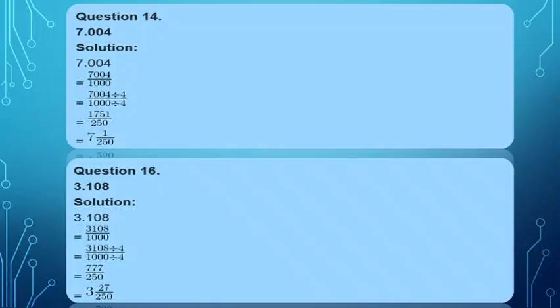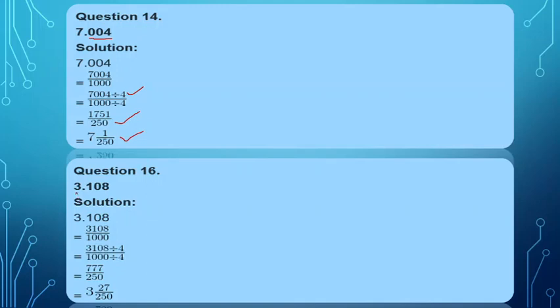Let's see the next question. 7.004. All the questions are based on the same concept. So 7004 upon 1000 because of 3 decimal places. And then we have to convert into simplest form. Then we have to divide it by 4. And after division what do we get? 1751 upon 250. And now we will convert into a mixed fraction because that is improper.